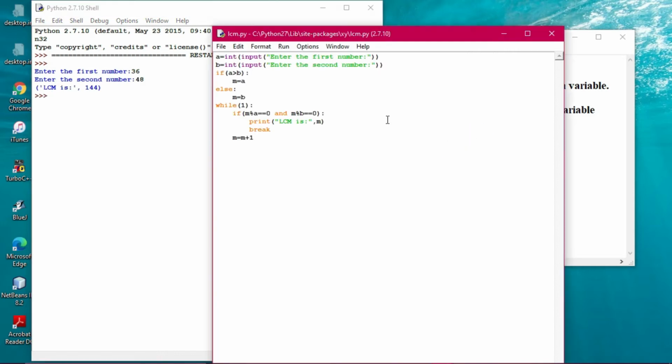Then what is happening here? This particular value will keep on increasing. When it reaches 144, it will be exactly divisible by 36 as well as by 48. Till that time, this loop will iterate. The moment this condition is true, it will print the LCM and the loop will be broken. That was the main logic here.